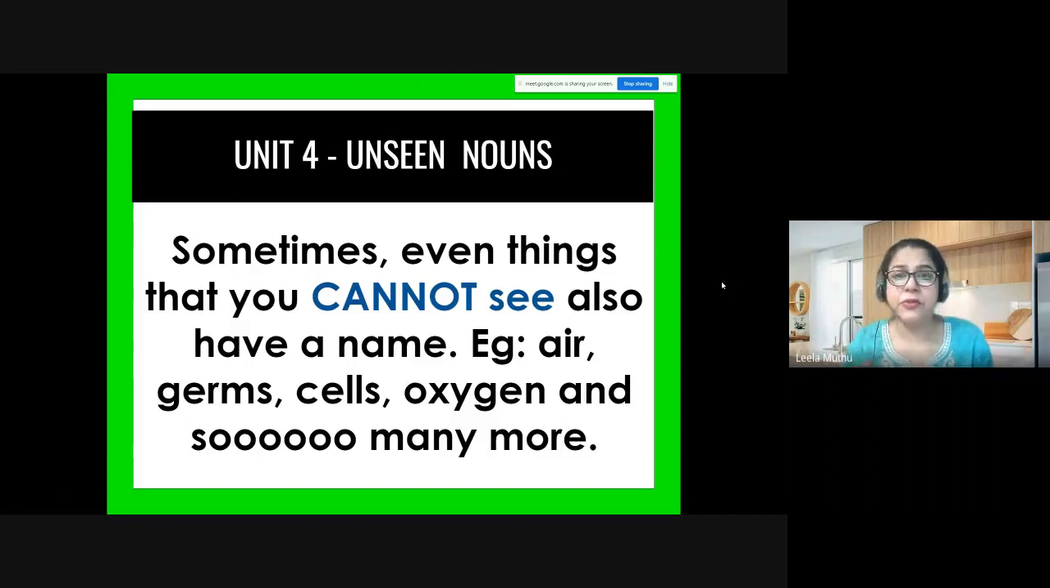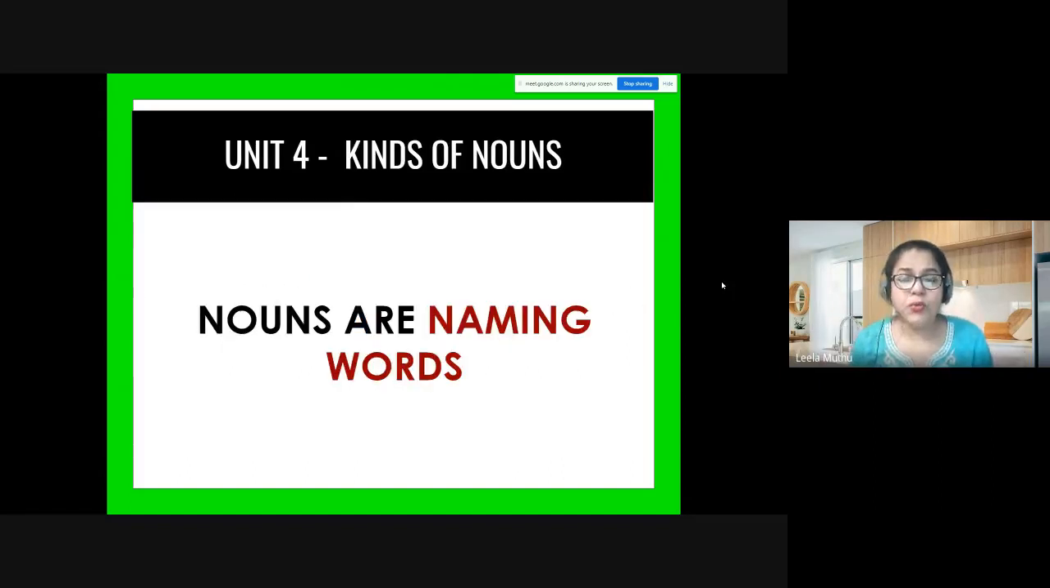And in science, there are tiny cells, germs that you can't see, but they exist if you look under a microscope. And then oxygen, the air that you breathe has oxygen in it, which is so necessary for you to live. There are so many things that you can't see, but you know it's there and it has a name. All right, so we can safely say that all nouns are naming words. Everything has a name, and everything that has a name is a noun.